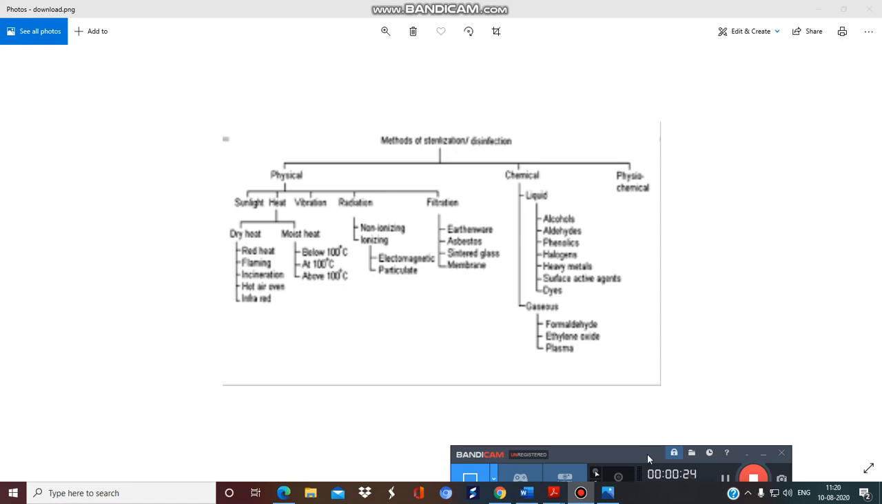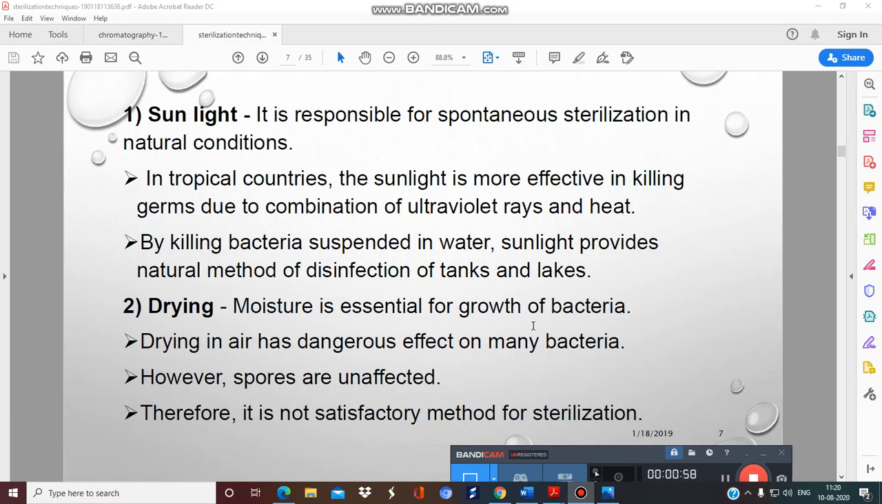First of all, there is a very common method, that is sunlight. Then heat, which we will divide into two parts, dry heat and moist heat. In dry heat, we will use the hot air oven. Red heat is there, flaming, incineration and infrared. In moist heat sterilization, we will use the autoclaves, and the temperature ranges are of different types. Next is vibration. Then in radiation, we will cover two types, ionizing and non-ionizing. In the filtration part, we will see the different types of filtration media. So let's start the physical methods.